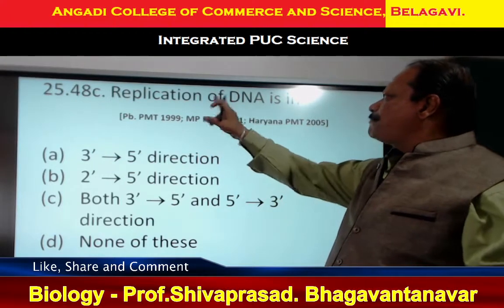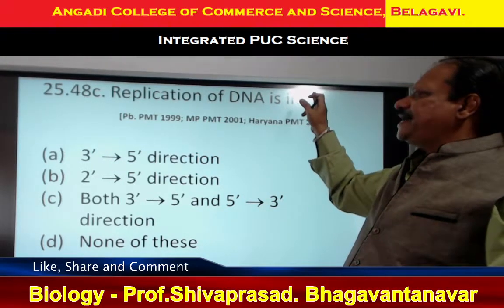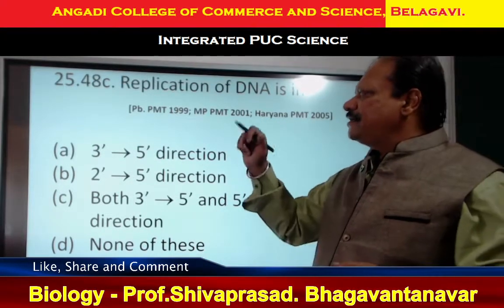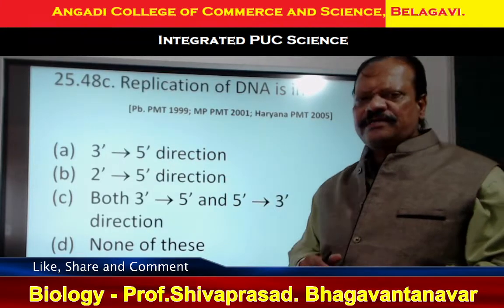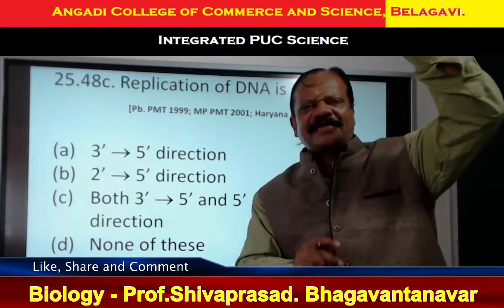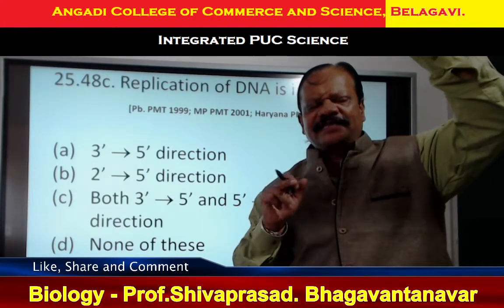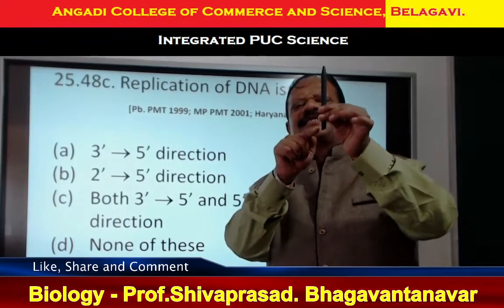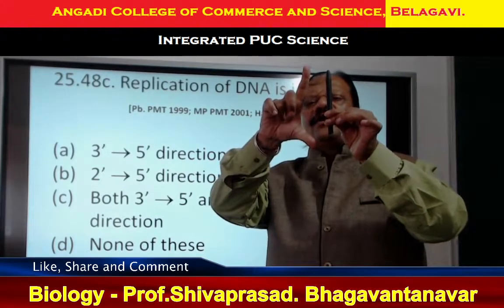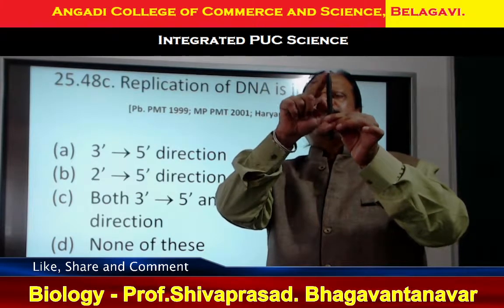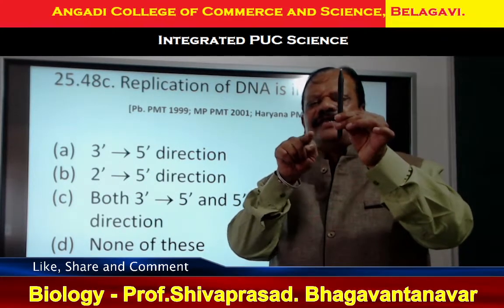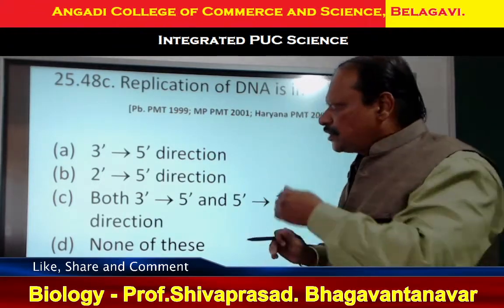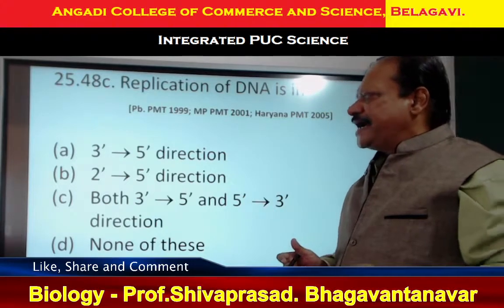Now, replication of DNA is in. Where is replication of DNA seen? Okay, now see, the 3' 5' direction, the helical structures. If one helix is 3' to 5', the other helix will be opposite. If this becomes 5, that becomes 3. So opposite helices will be there and they are coiled. So here the helix directions are given.